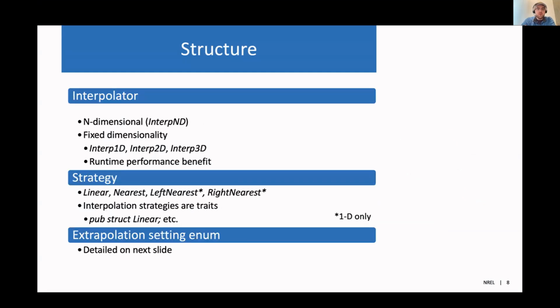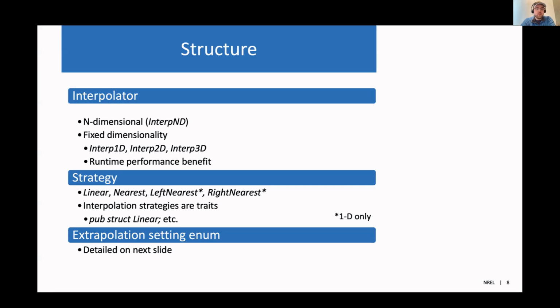And here's the basic structure of ninterp. There are different types for interpolation. Probably the most interesting is the InterpND type. You can feed this any dimension of data and interpolate over it. But there's also fixed dimensionality interpolators, like 1D, 2D, 3D. These were created just because it was benchmarked that for lower dimensions, they do have a performance edge over an ND interpolator.